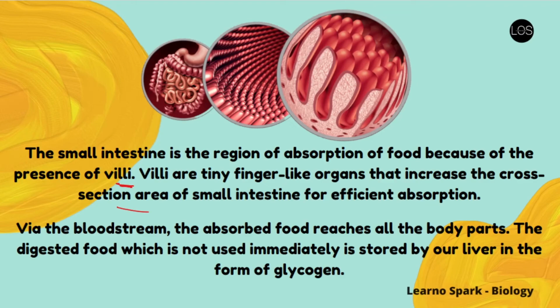So after absorption, the absorbed food reaches all the body parts via bloodstream. The digested food which is not used immediately is stored in the liver in the form of glycogen. So glycogen is the stored food reserve in case of animals.